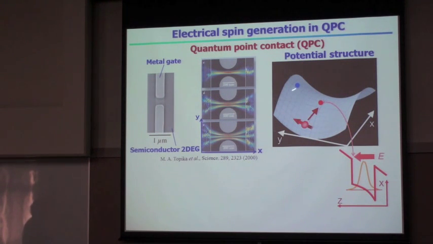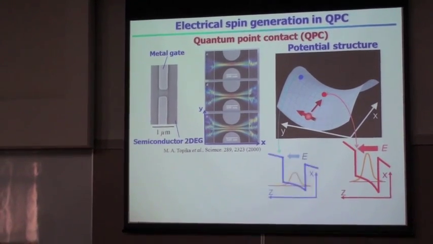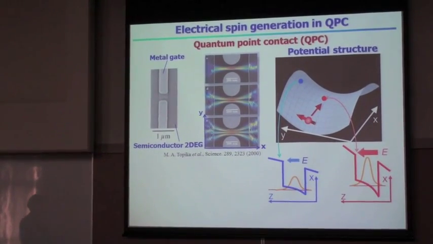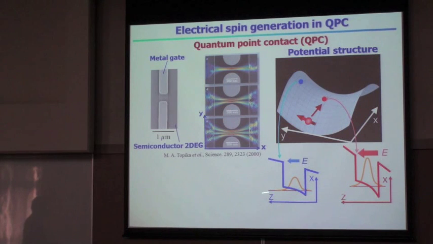However, when we look at this blue point, the electrons start to deplete because of the side gate, so the electron wave function becomes small, and correspondingly the energy potential gradient also becomes small. Since the effective magnetic field is proportional to the internal electric field, we can modulate the effective magnetic field strength by using this potential gradient.